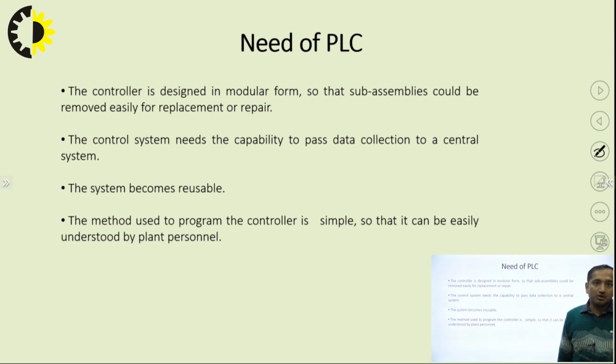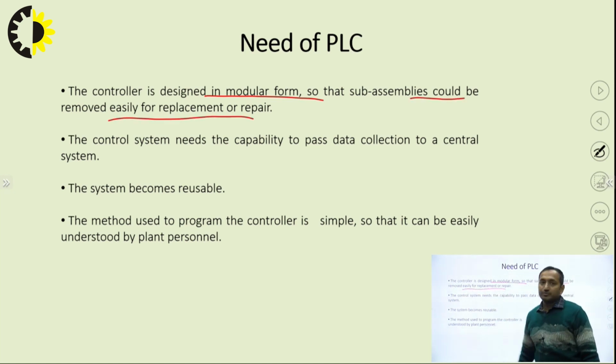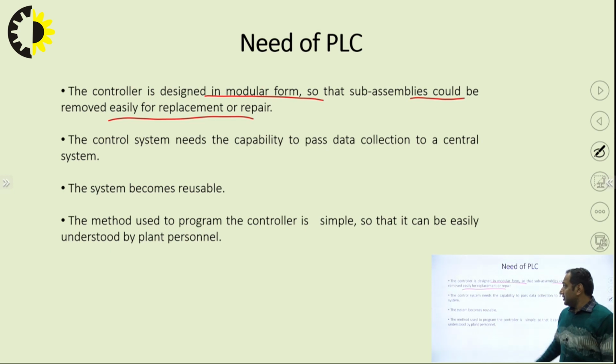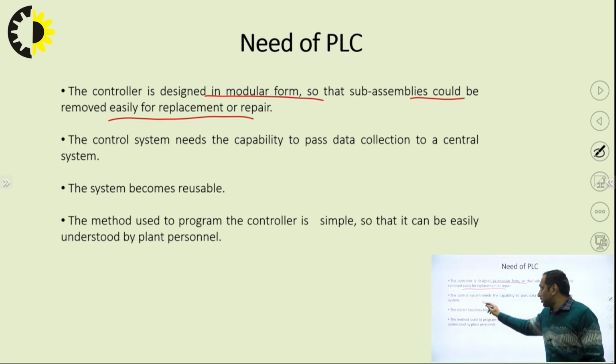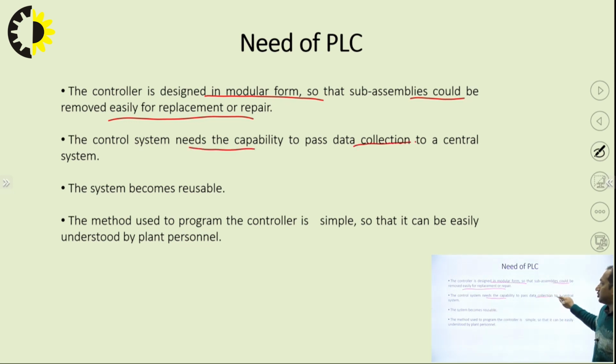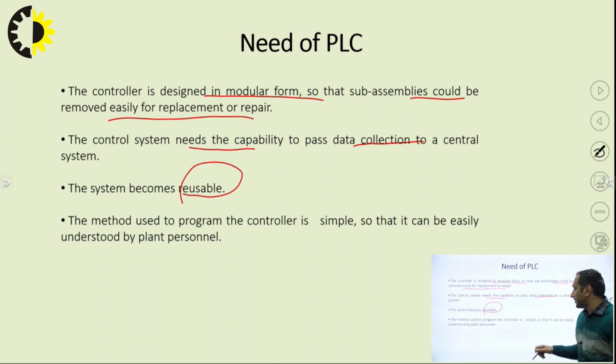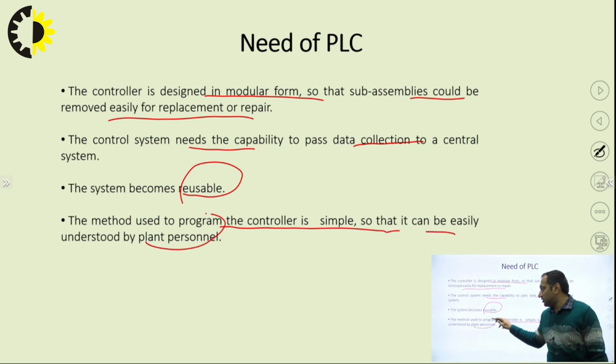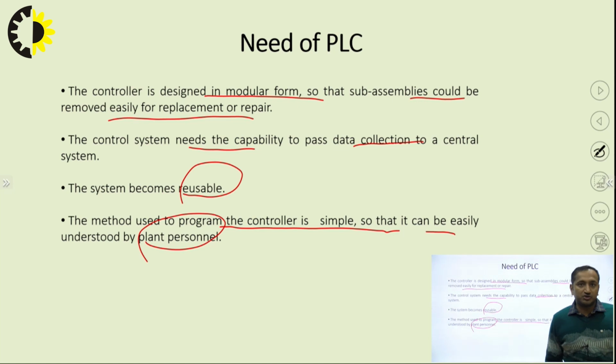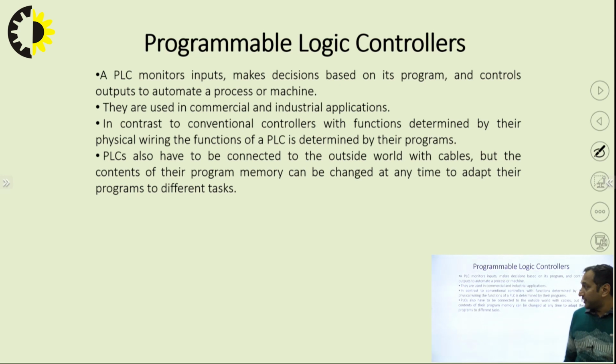Now here comes the essential need for the PLC. The controller is designed in modular form so that sub-assemblies can be removed easily for replacement or repair. So we needed to repair the control system easily, and this was a requirement that was felt. The control system also needs the capability to pass data collection to a central system. This requirement was also felt. Reusability was felt too. The method used to program the controller is simple so that it can be easily understood by plant personnel, so it should not be complicated. This was the need for the PLC, and this is how the PLC came into origin.